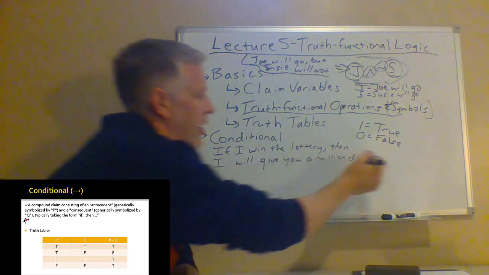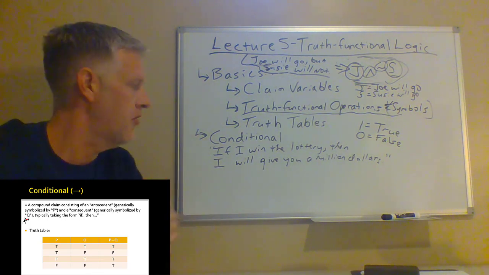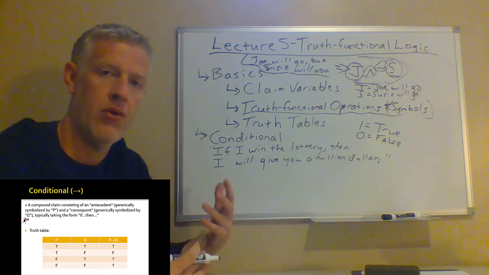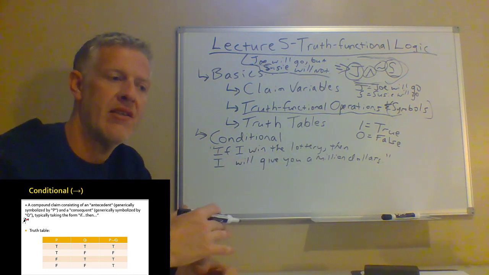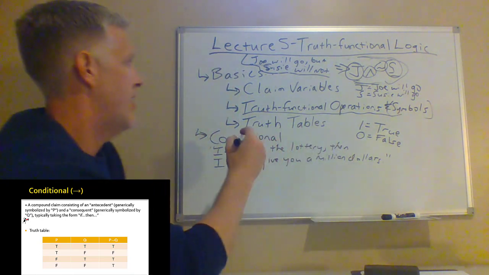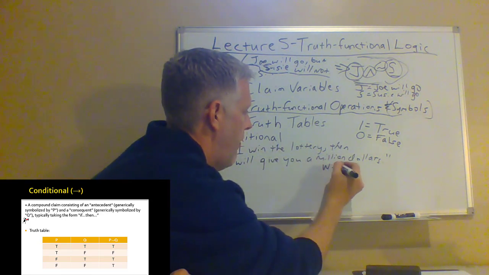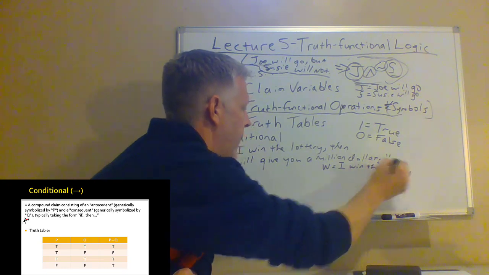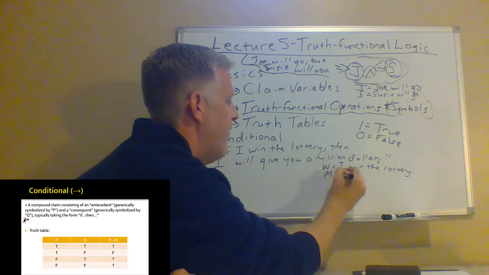Okay, this is again a compound claim because there's two constituent parts that can be in themselves true or false. Right? We have this idea of I win the lottery. That can be true or false in and of itself. And then I give you $1 million. Right? That separately can be either true or false. So if we were representing this, let's say W for win the lottery, and then how about M for I give you $1 million.